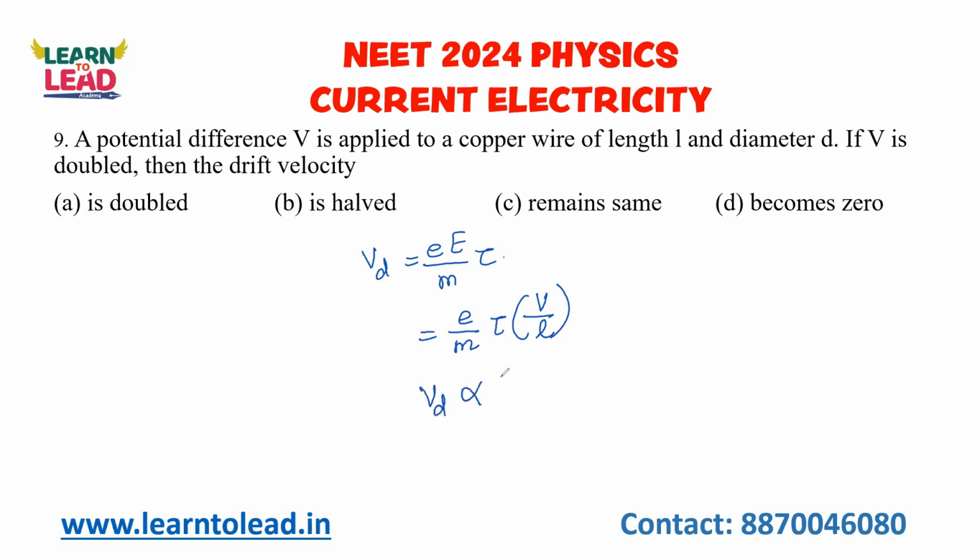So drift velocity is directly proportional to potential. Now, which is doubled? The potential difference V applied to the copper wire of length L and diameter D. If V is doubled, that is, if the potential difference is doubled, drift velocity will also be doubled.